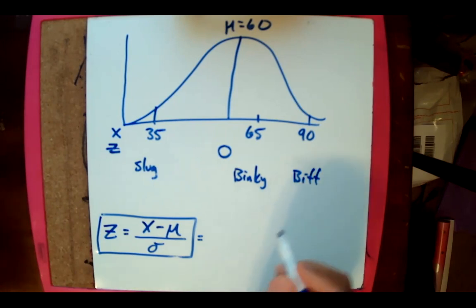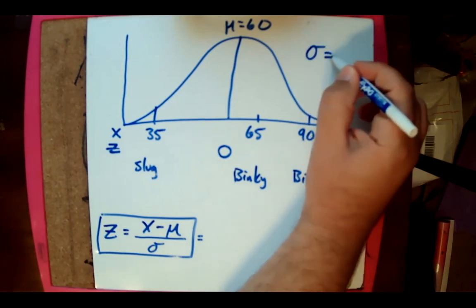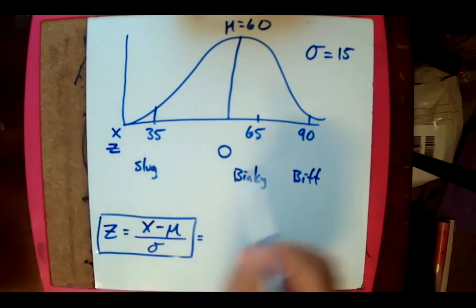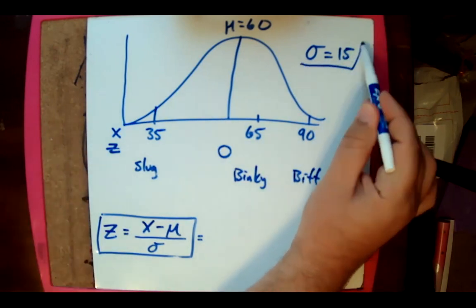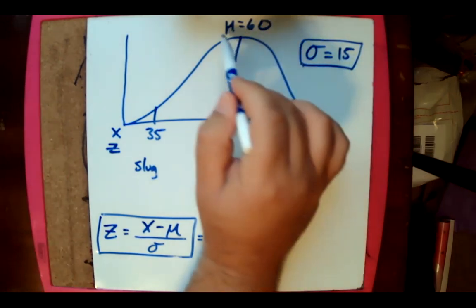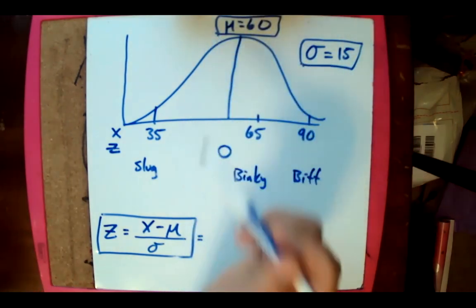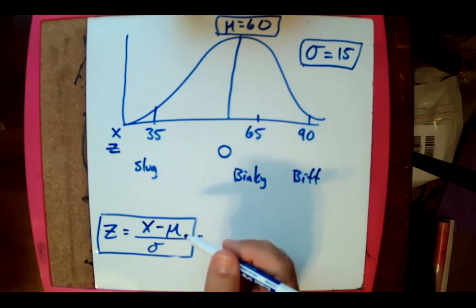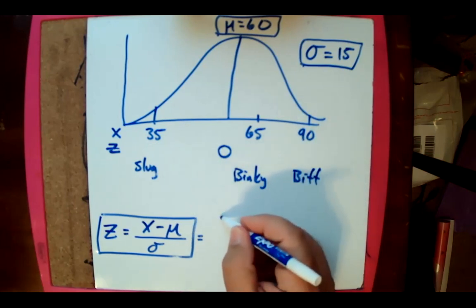Let's say that the standard deviation is 15. So it's like an IQ test, right? So standard deviation is 15. Now we can just plug these 3 numbers in to our formula and solve for each person, right? Standard deviation, we got the mean, and then we got our 3 X's here. So let's look at Biff first.